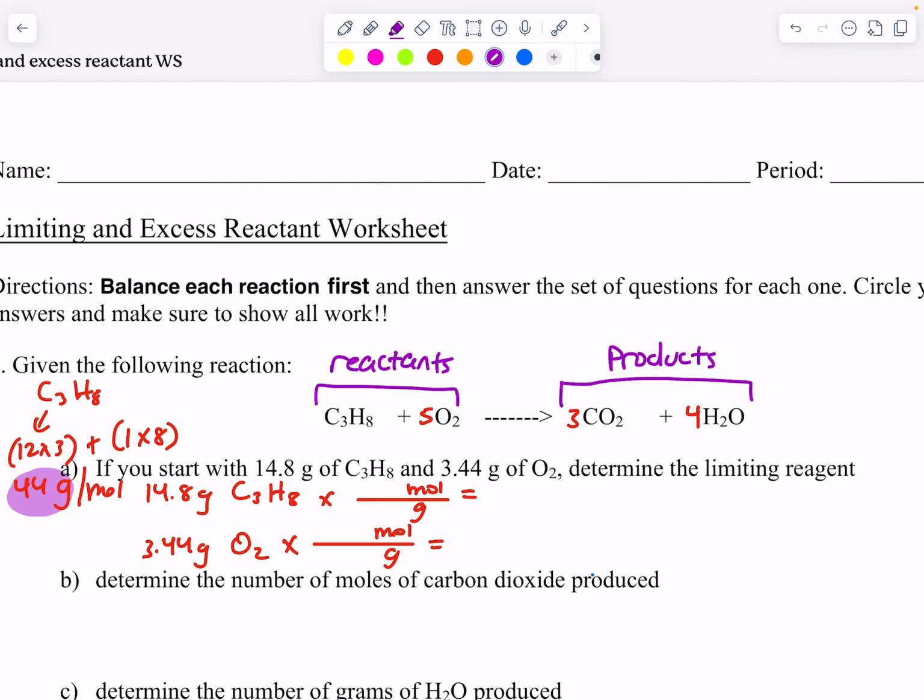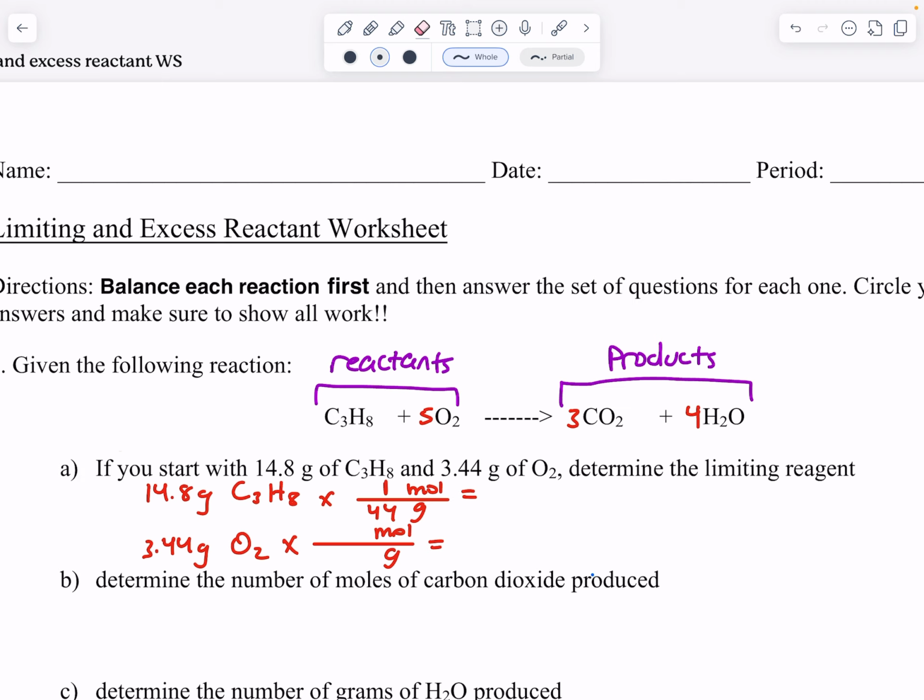44 grams per 1 mole. Okay? It's like 60 miles per hour. I'm doing 60 miles in 1 hour. I have 44 grams in 1 mole. That's what that means. For oxygen, I have O2, so I have 16 times 2, which gives me 32 grams per 1 mole.